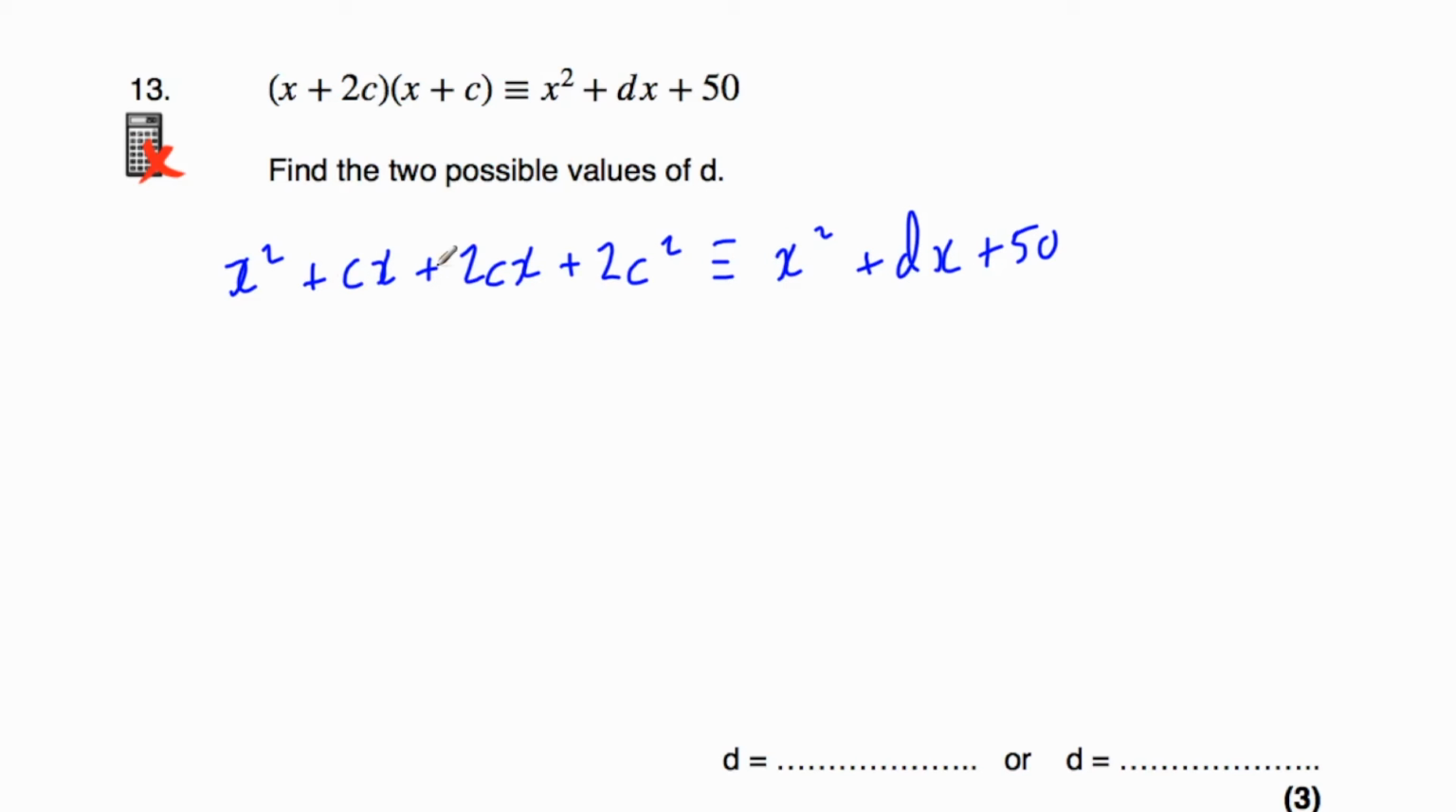And now let's simplify this left hand side. We've got x squared, then we've got cx plus 2cx. That's going to be 3 lots of cx, so plus 3cx plus 2c squared is equivalent to x squared plus dx plus 50.